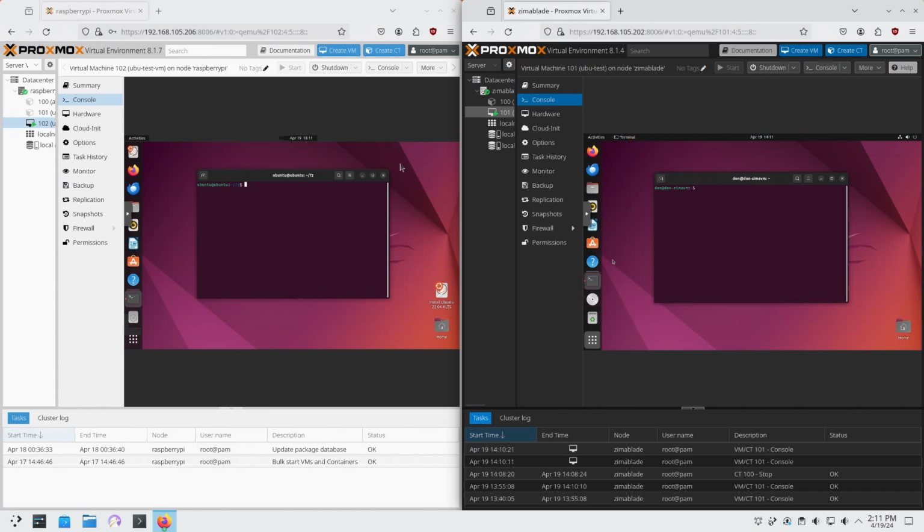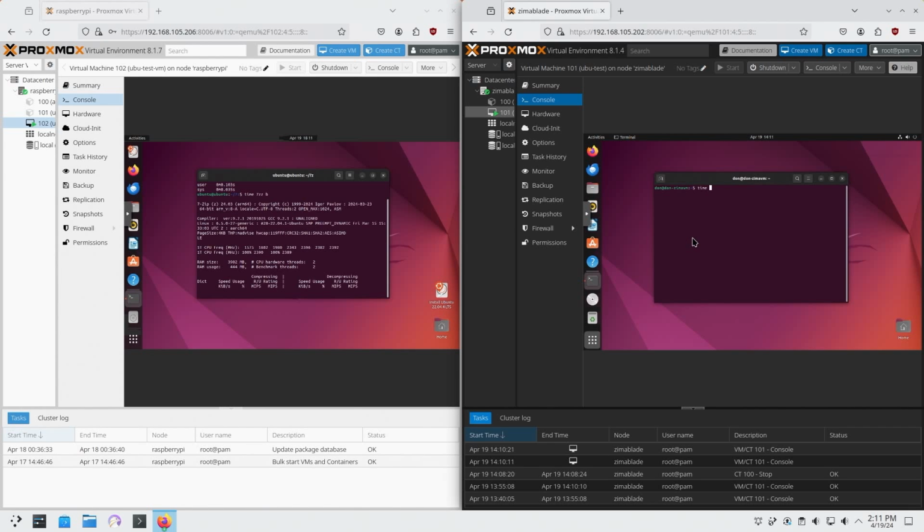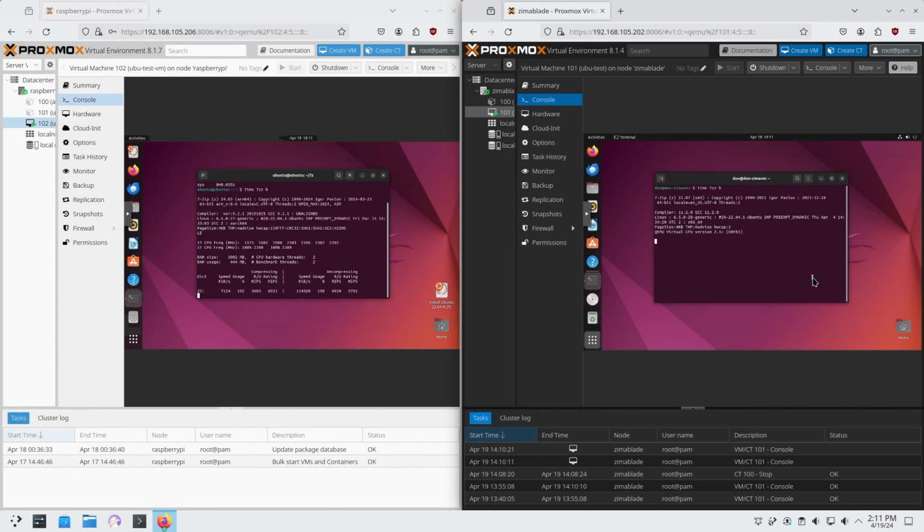So this is a VM running Ubuntu 22.04 on both sides. And what I'm just going to do is run a 7-zip. Actually, you know what? I'm going to do time, 7z, and then b for benchmark. And I'm going to run the same thing on this side as well. So it's going to be time 7z b. And we're just going to let this run and see what the results would be.